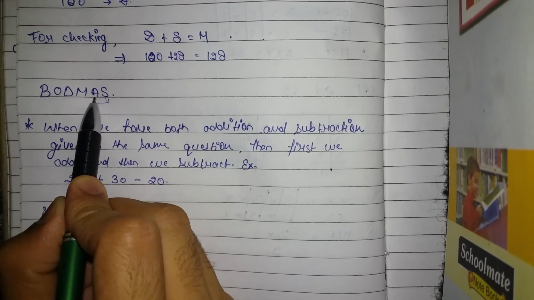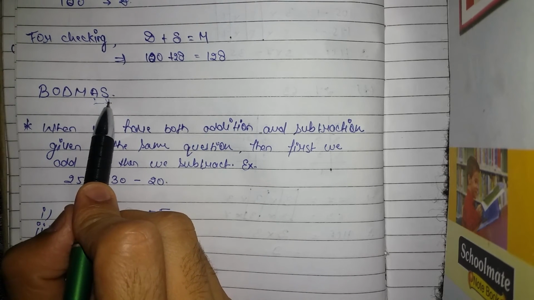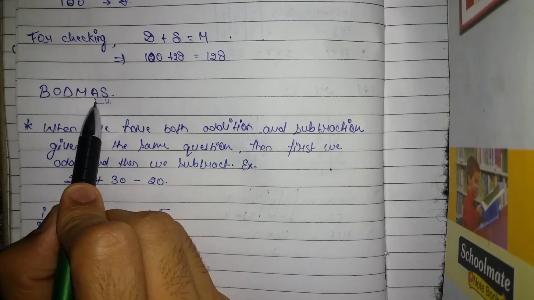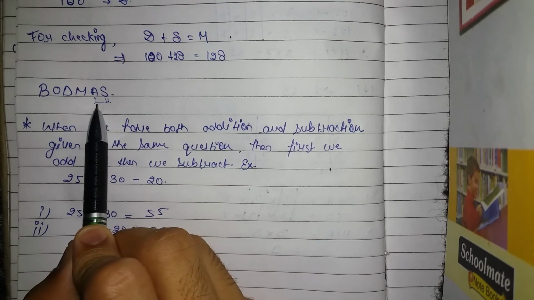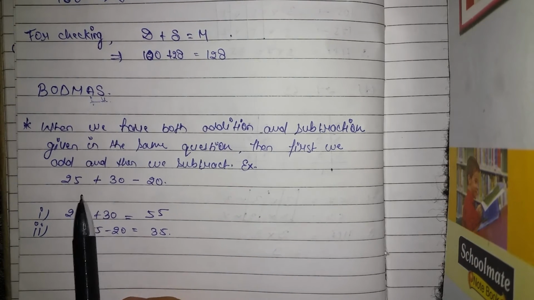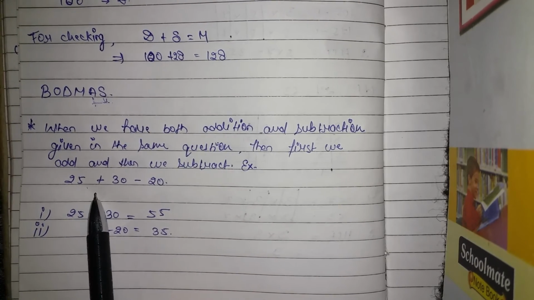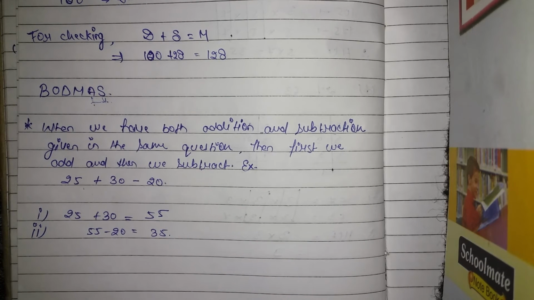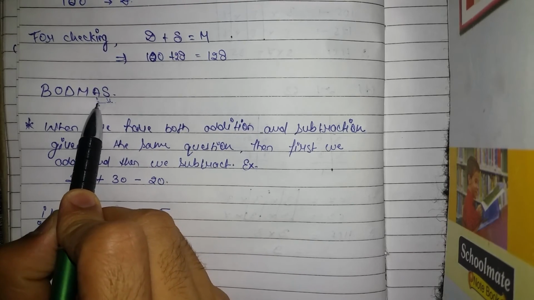A stands for addition, S stands for subtraction. Now see, A is coming before S. Therefore, whenever addition and subtraction both are given to you, you always go for the addition first and then you do the subtraction. Here you can see, suppose this is the question, 25 plus 30 minus 20. Now in the same question you have addition as well as subtraction. Therefore you might be confused whether you should do the addition first or the subtraction first. But your BODMAS says that you have to do the addition first.